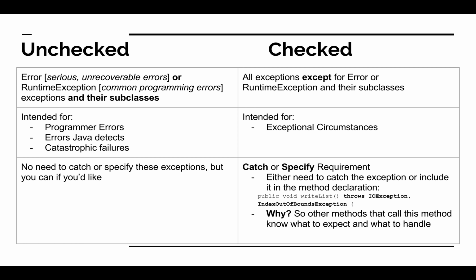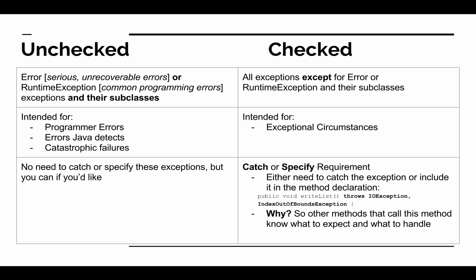So then there are also two classes of exception: unchecked exceptions and checked exceptions. Unchecked exceptions are errors or runtime exceptions, and their subclasses. Errors are serious, unrecoverable errors, and runtime exceptions are common programming errors. And then checked exceptions are everything except for unchecked exceptions, so all exceptions except for error, runtime exceptions, and their subclasses. Checked exceptions are intended for exceptional circumstances, and unchecked for programmer errors, errors Java detects, and catastrophic failures, like running out of memory.